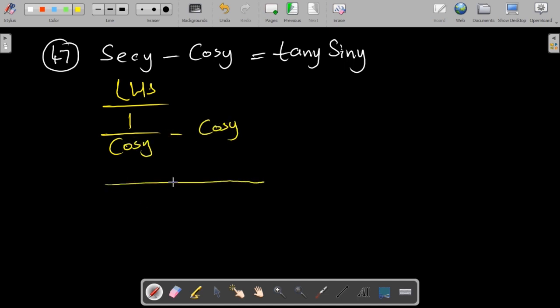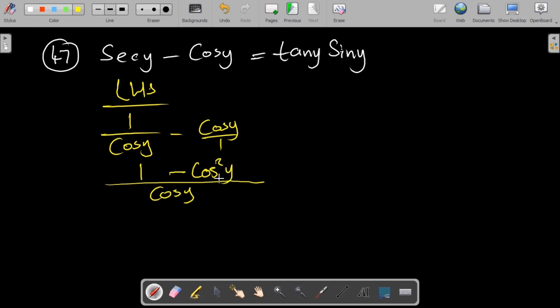Now I'm going to find a common denominator, which is just cosine of y. This one already has it, so I can just take y over there. This one has a 1 there, so 1 multiplied by cosine, then 1 into cosine, that is cosine, and cosine multiplied by negative cosine. So that gives you negative cosine squared.